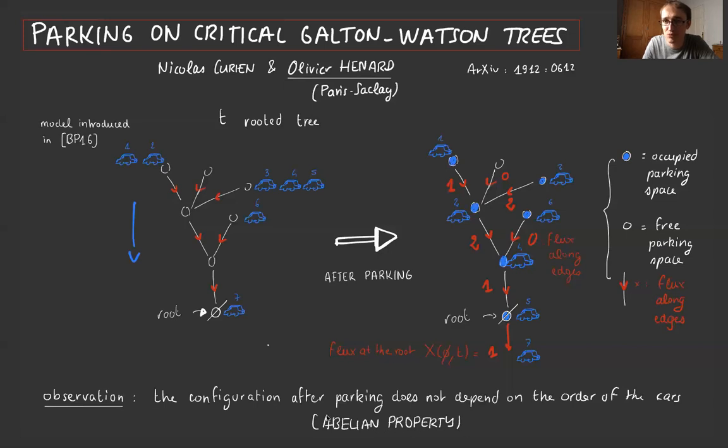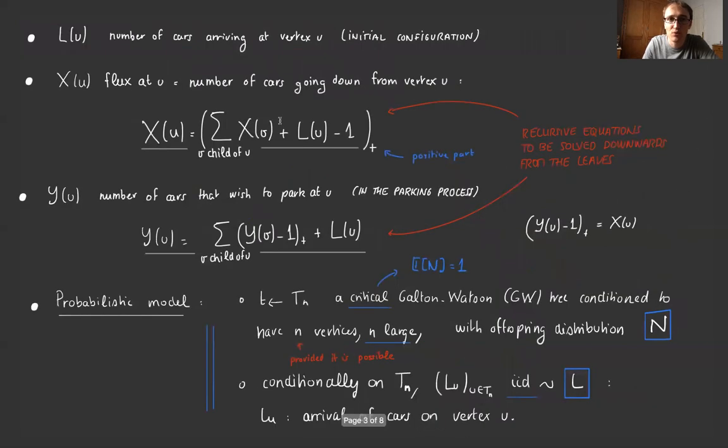A crucial observation is that the configuration after parking does not depend on the order of the cars. This is an abelian property, which is also visible from this alternative definition in terms of L_U, the number of cars with favorite parking spot vertex U. So in the initial configuration, it is the number of cars that arrive at vertex U. X_U, the flux at U, is defined as the number of cars going down from vertex U. X_U satisfies this equation: X_U is the positive part of the sum over the children V of U of X_V, plus L_U minus 1.